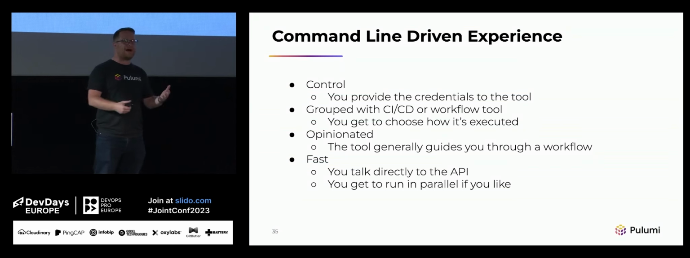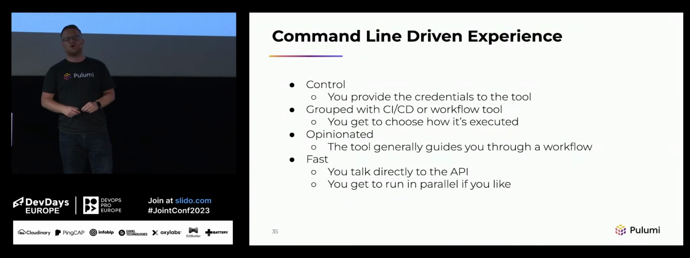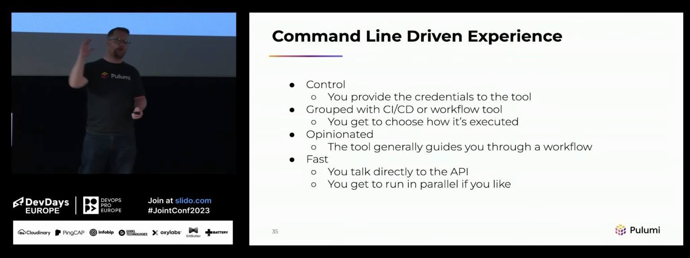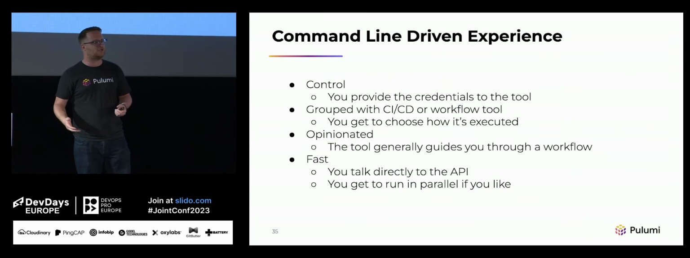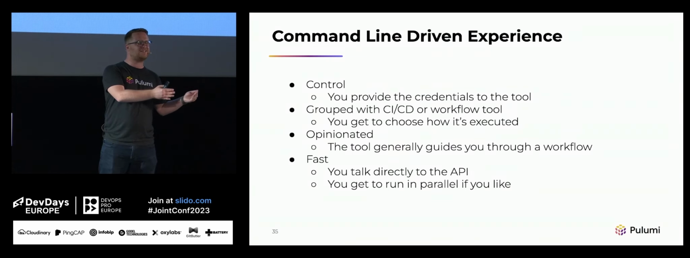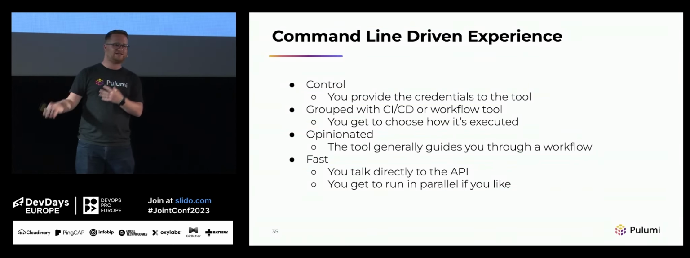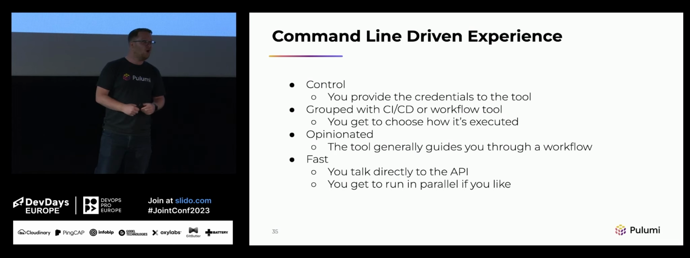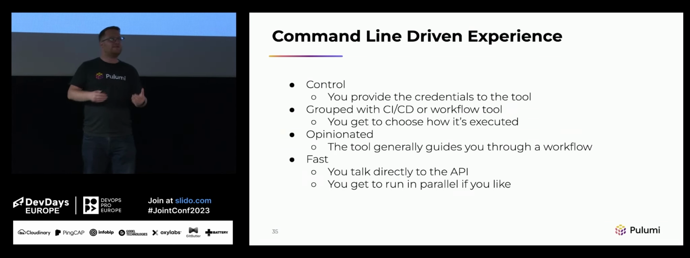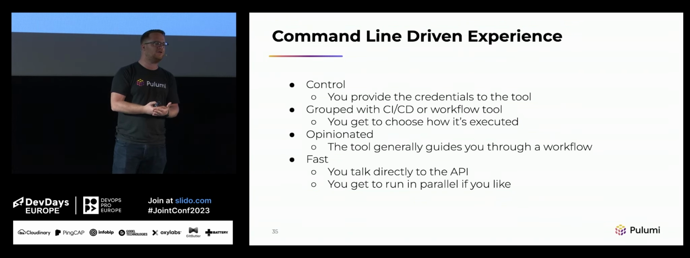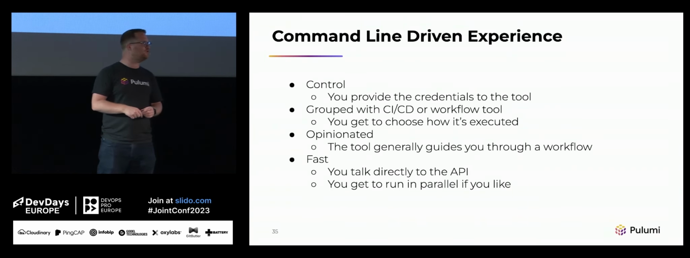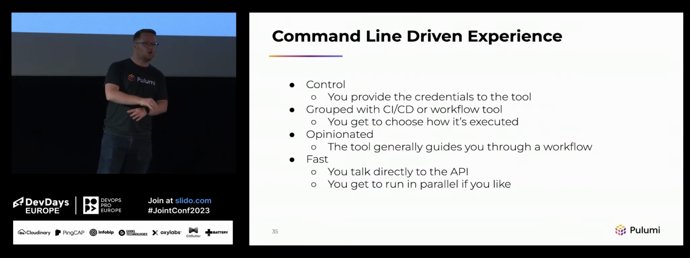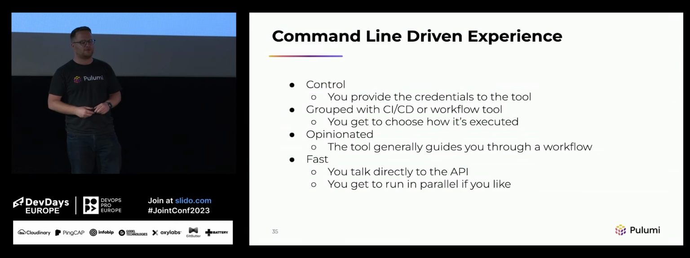The first is the command line driven experience. So that gives you lots and lots of control over the way you execute those things. Generally, you'll see a command line execution experience inside a CI/CD pipeline, or like Jenkins, GitHub Actions, Circle CI, something along those lines. Or you might run it locally from your laptop, but that gives you control. It gives you the ability to choose how things are executed. It gives you the ability to decide when and where that happens. You might want to implement manual approvals. Lots and lots of control with a command line driven experience.